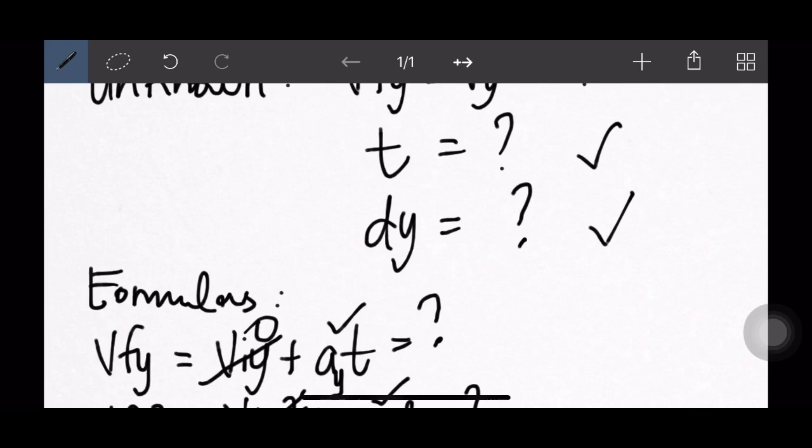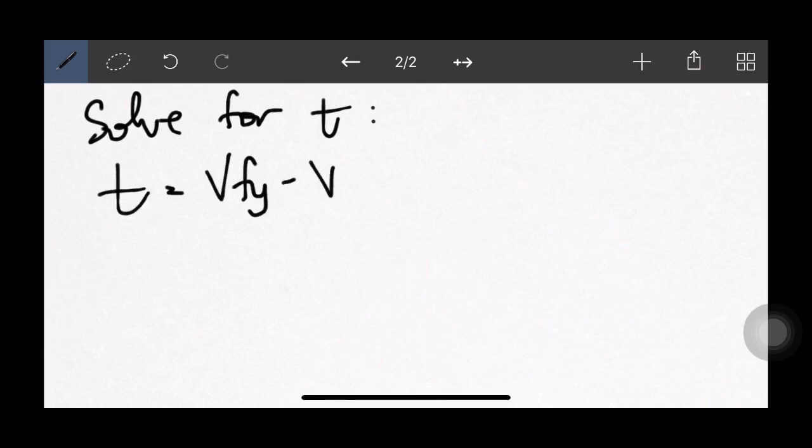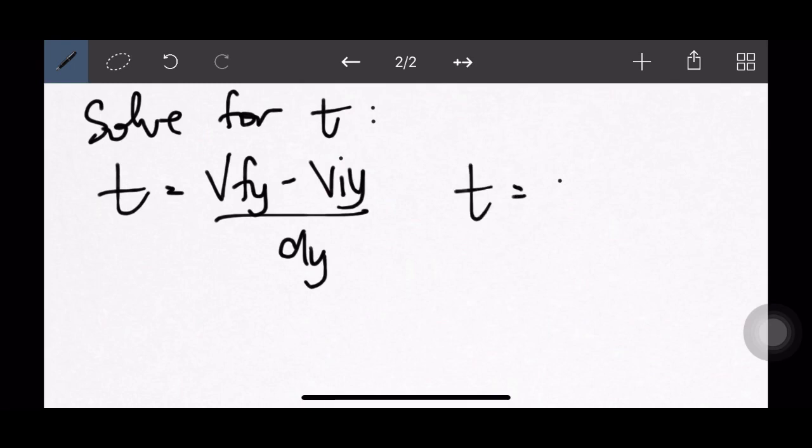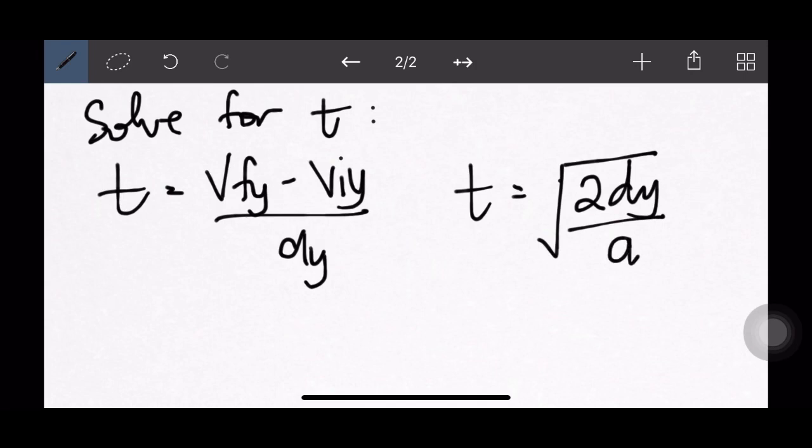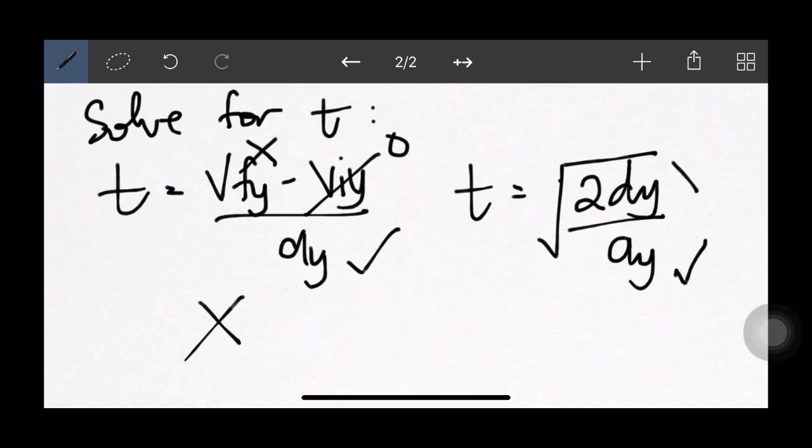Okay, so let's try to solve using the formulas for time. So time formulas, so solve for time. You have T is equal to VFY minus VIY over AY. And the second one, you also have the square root of 2dy over AY. Okay, let's check. We don't have the value for VFY. This is 0. So this is check. Okay, so we can't use this formula. Second, we have 2 that is constant. We have this and we don't have this. So we can't also use this one. So what are we going to do?